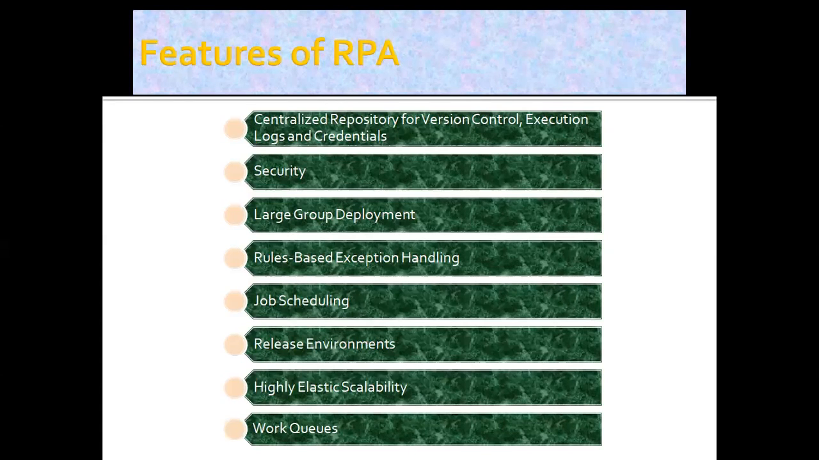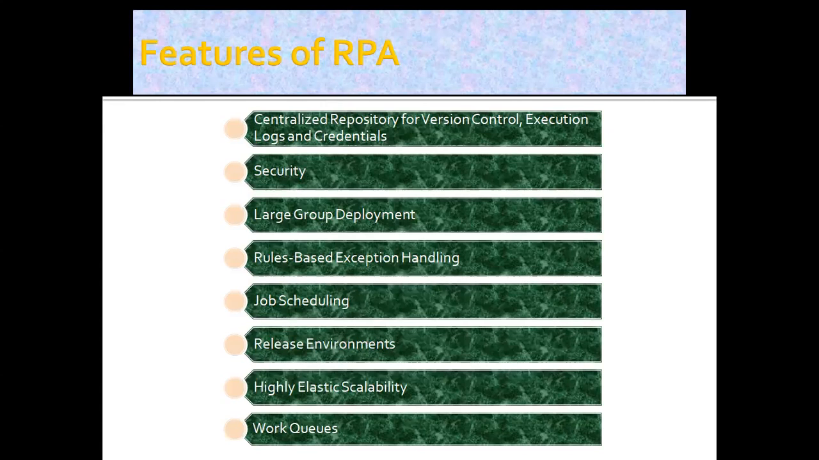Okay, the next one is large group deployments. They can deploy multiple robots, or multiple processes at a time. That feature is also there. And the next one is rule-based exception handling. Like Java code or C language or Oracle SQL, PL/SQL, how you handle exceptions, we also have drag and drop features to implement error handling or exception handling. In most of the tools, it is there. Without that, there is no RPA tool these days. Earlier, we had some struggles, but now it is not like that.